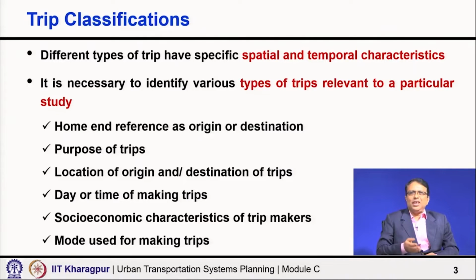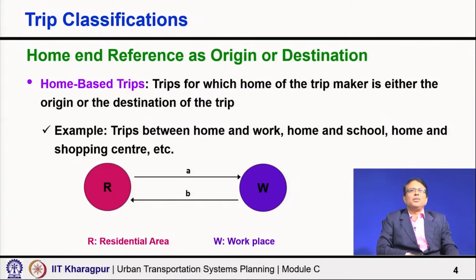So, as I have indicated in the slides, there are different ways we can classify the trips. Let us go one by one and try to understand them. One way of classifying trips is based on the home end reference as origin or destination. As I said, one end is home. So, obviously, the trip production always happens at the home end. That home end may be the origin, may be the destination.